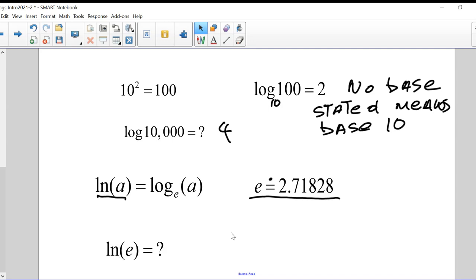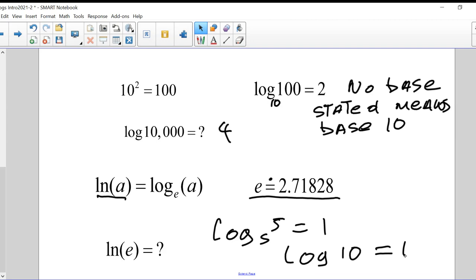Well, let me ask you this. What is the log base 5 of 5? What do you think the base 5 log of 5 is? Right? That is 1. What do you think the log base 10 of 10 is? Remember, I didn't put any base there because if there is no base, it's assumed to be 10. So that's also equal to 1.